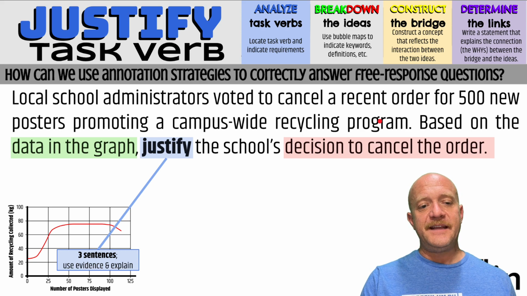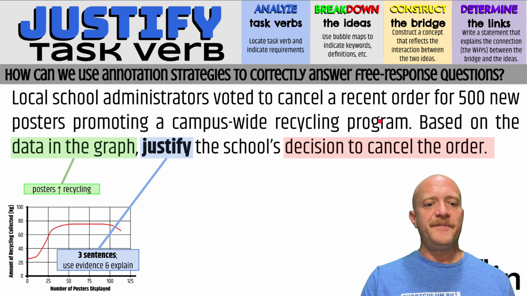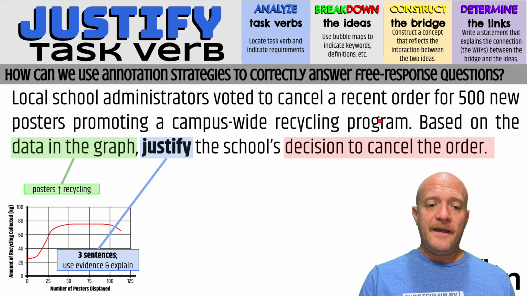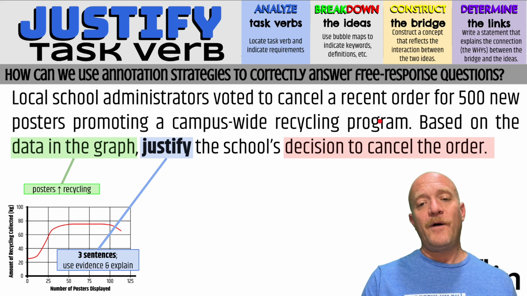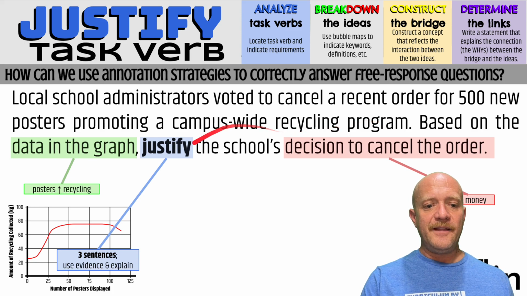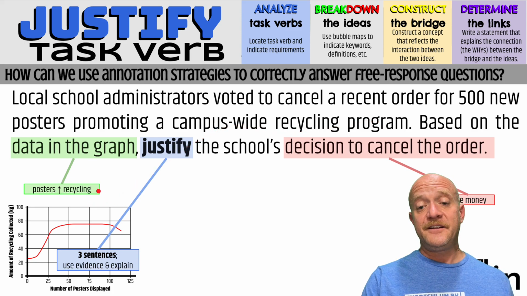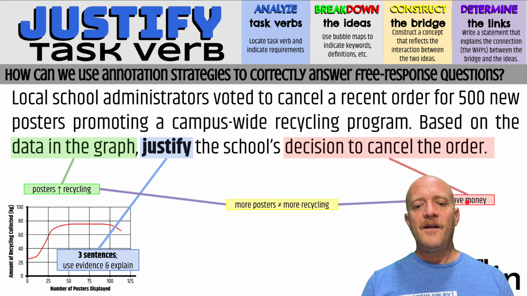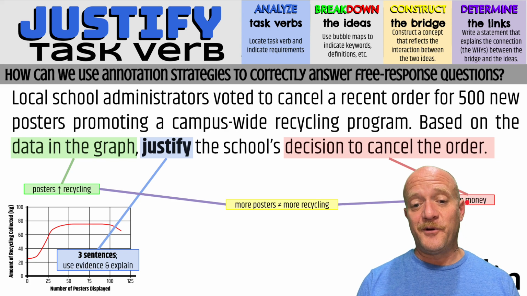Now what we're going to do is indicate the idea, the data in the graph. The posters increase the recycling within reason. Now why would they want to cancel the order? They want to cancel the order to save money. Now let's try to make a connection, from posters increasing recycling to saving money. What is our bridge? More posters should mean more recycling. It doesn't necessarily mean more recycling though.